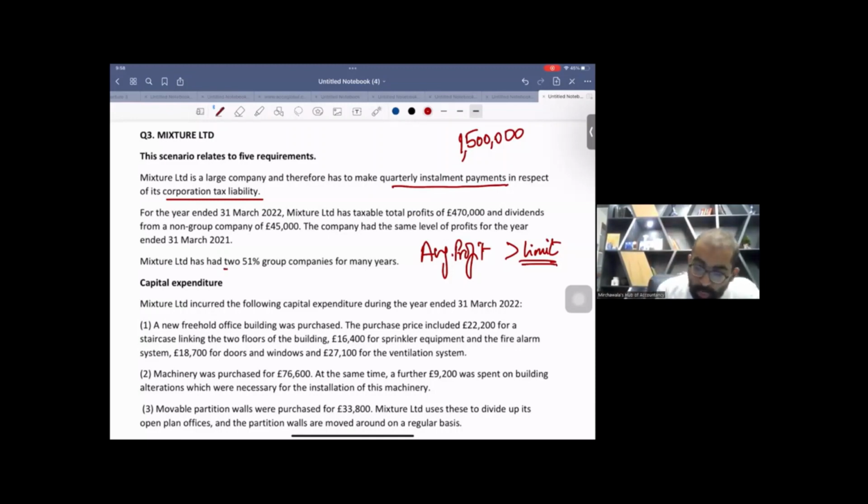Mixture Limited has been in a 51% group of companies for many years, means 5-10 years. So just think, this is Mixture, and let us say A and B, 51% group companies. So how many total members are there? Mixture plus the 51% group companies. So there are total 3 members. So you need to apportion the limit by 3.